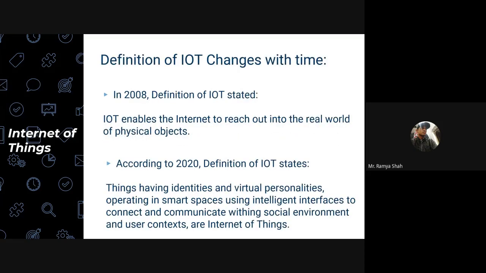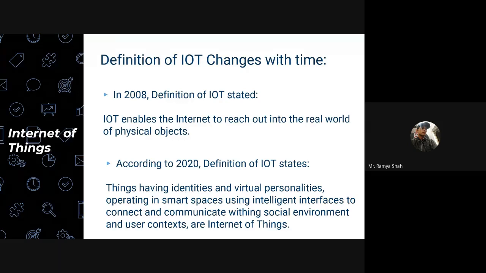We always talk about evolutions which are going on. In the same way there are evolutions in IoT. Evolution starts with the definition itself. Back in the 2000s, in 2008 and 2009, the definition of IoT was stated as: IoT enables the internet to reach out into the real world of physical objects. This is how it was, a simple connection between the internet and the physical world objects, the things.